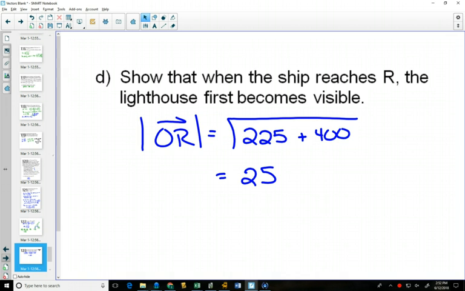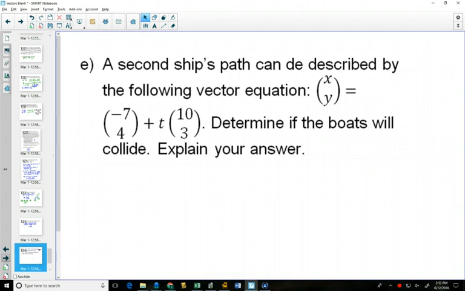And of course, to keep with the theme, a second ship path. Will it also probably not end pleasurably? So here is the vector equation. Figure out if those two boats will collide.